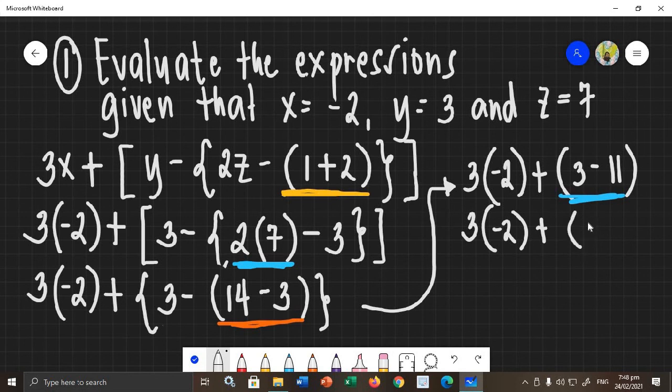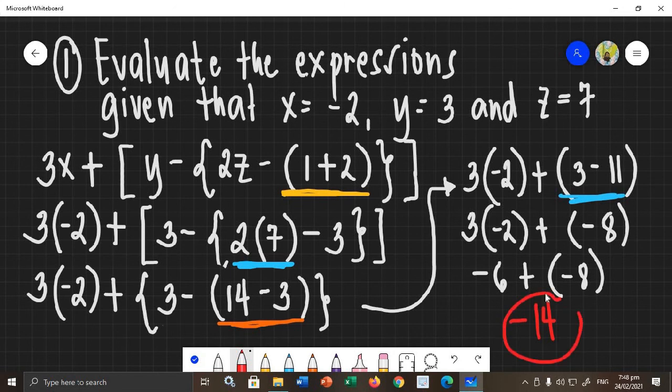So, I'm going to put parentheses para indication na negative yung sign ni 8. So, don't be confused, no? And then, next is, pwede natin multiply si 3 kay -2. The answer is -6 plus -8. So, -6 plus -8, that will be equal to -40.